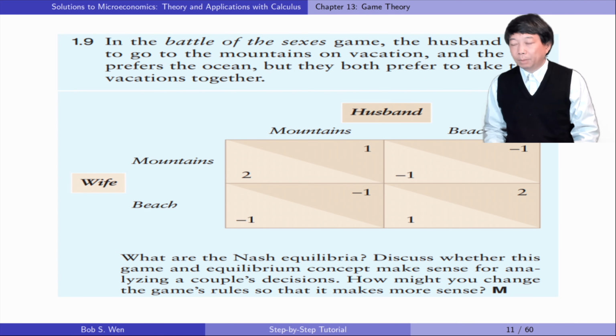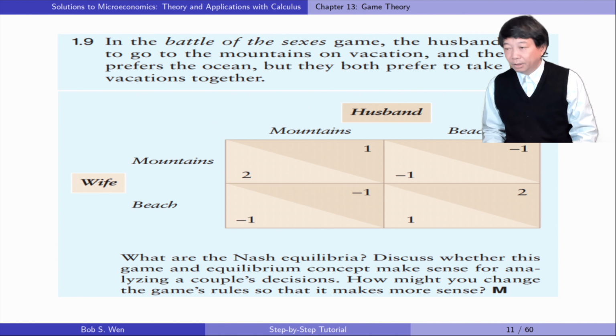Let's solve exercise 1.9. In the battle of the sexes game, the husband likes to go to the mountains on vacation, and the wife prefers the ocean, but they both prefer to take their vacations together. The payoff matrix is as follows. What are the Nash equilibria? Discuss whether this game and equilibrium concept makes sense for analyzing a couple's decisions. How might you change the game's rules so that it makes more sense?